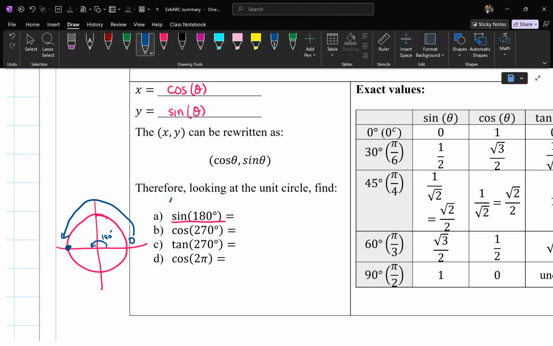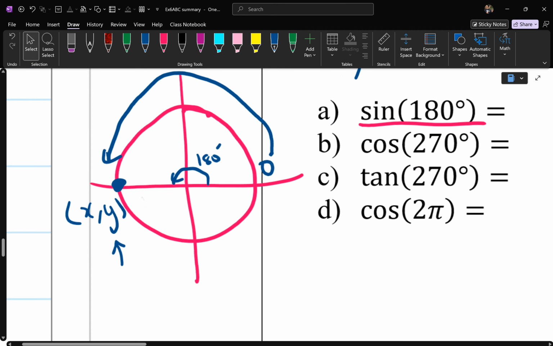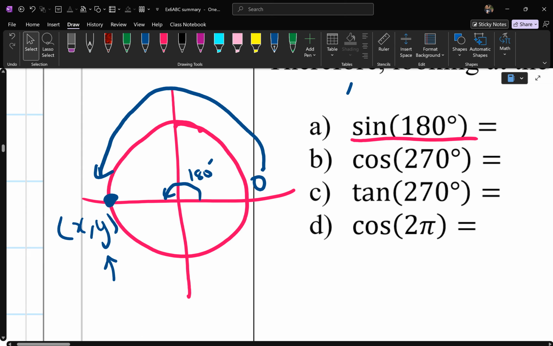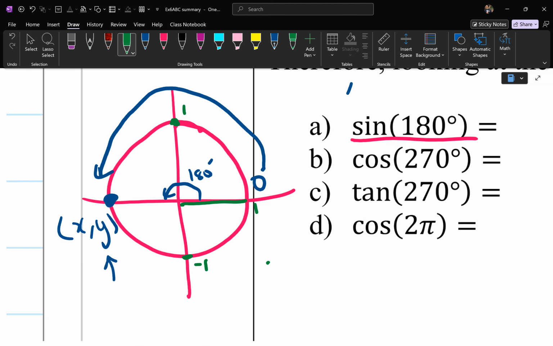What they're asking when they say sine of 180 is they're saying, at that point you've got an x and y coordinate. What is the y value at that point? Now there's a couple of things we already know about a unit circle. We know that the radius was 1. So that means from here to here is 1. Up here the y value is 1. Down here the y value is -1. And then across here that x value is -1 there. So if I ask you, what is the coordinate exactly at this point?